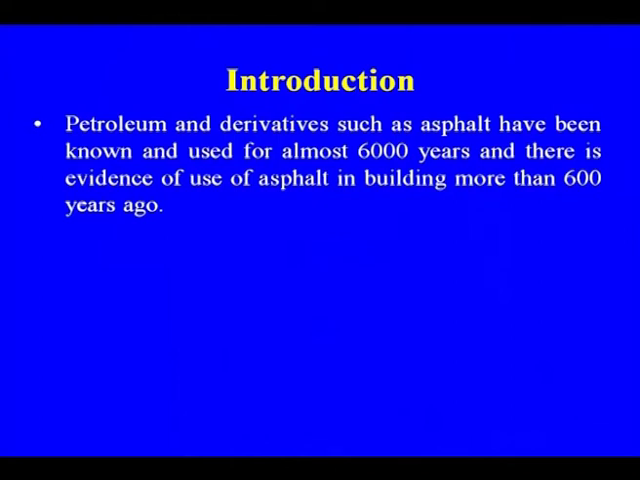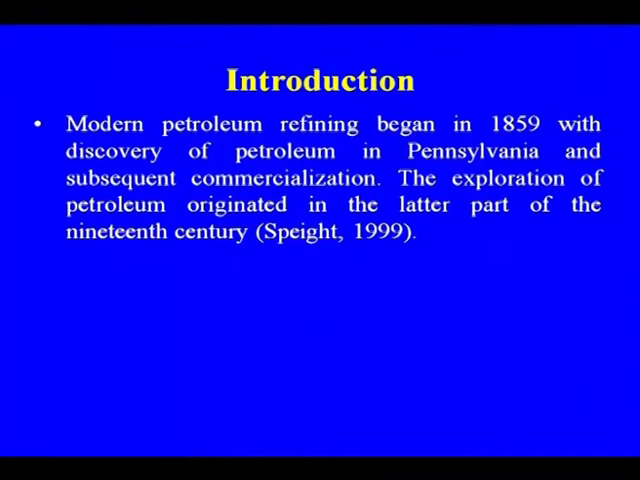Let us come to petroleum refining. Petroleum and derivatives such as asphalts have been known and used for almost 6,000 years, and there is evidence of the use of asphalt in building more than 6,000 years ago. But it was not actually known, only some oil that was available. But modern petroleum refining began in 1859 with the discovery of petroleum in Pennsylvania.